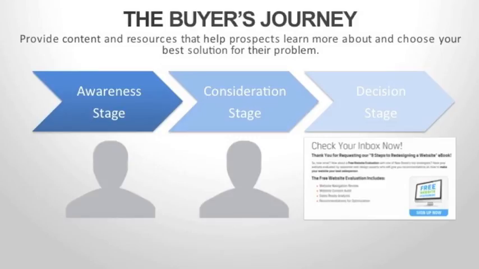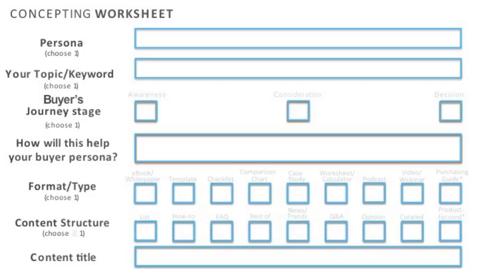Now, keep in mind, you're still in the planning process. Like I said, there's a lot that goes into the planning portion of the content process. To tie this all together, try using a worksheet like this one. This is a concepting worksheet that you can use to tie all of the components of planning, purpose, format, and topic together. Fill this out so your piece of content will be created for a specific persona, topic, buyer's journey stage, format, and content structure, and start developing a working title for the piece of content.